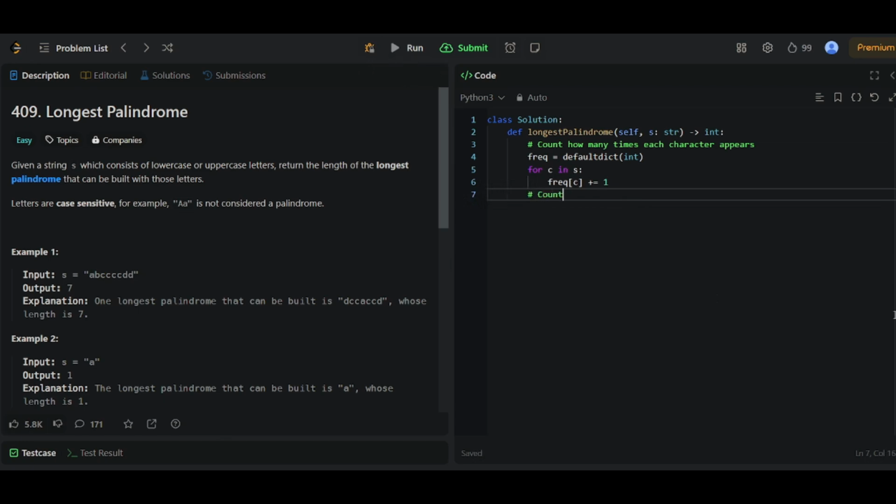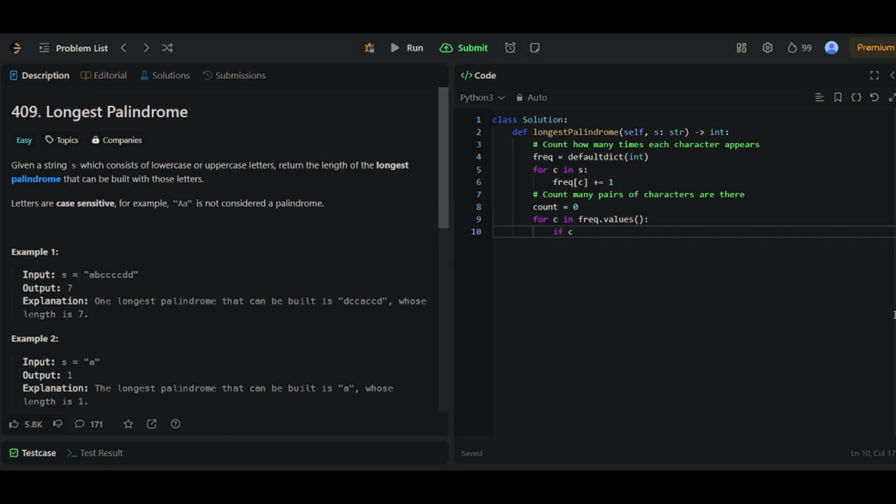Step 2, we're going to count how many pairs of characters there are. We're going to initialize count equals 0. We're going to go through all the counts that we have before. Let's just call this c for count, in freq.values. So here we can actually ignore what letter it is. We only need to know how many times it occurred. So for c, if c is an even number, then count plus equals c. Else, if c is an odd number, then count plus equals c minus 1. So for instance, in our previous example, there were 3 occurrences of our letter D. Only 2 of them can be paired off.